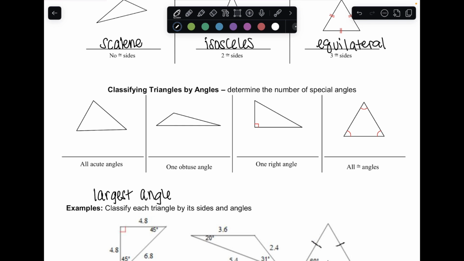So what we're going to do is either count the number of angles, or look at the largest angle, and I'll show you both ways. The first classification by angles is pretty straightforward. If all of our angles are acute, then it is an acute triangle. That also means your largest angle is acute. And if your largest angle is acute, all of the other ones have to be smaller than it, so they also have to be acute.